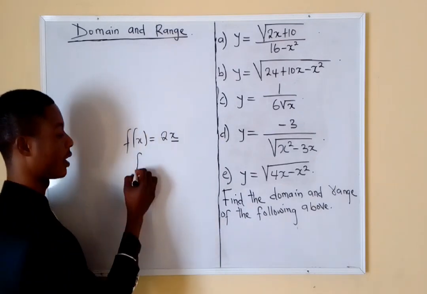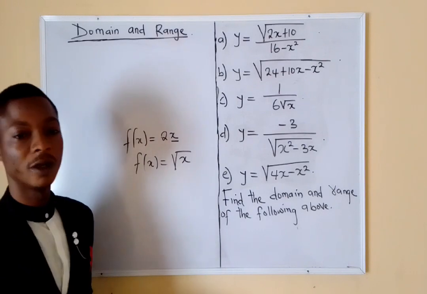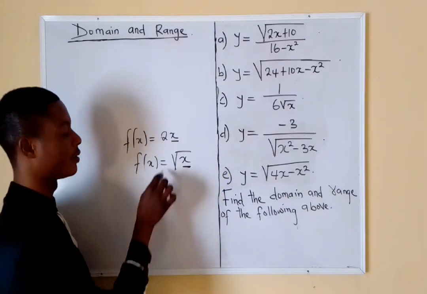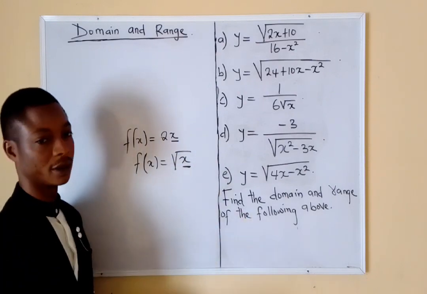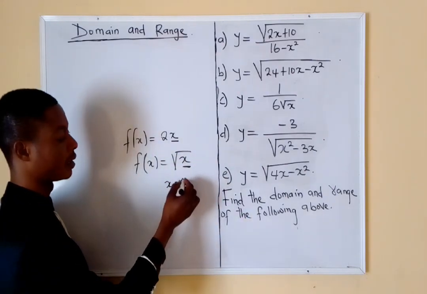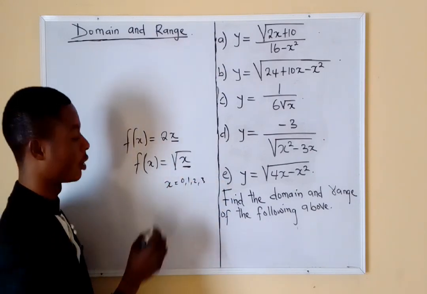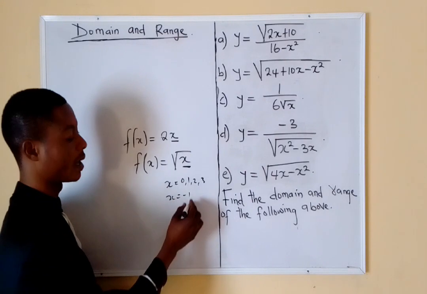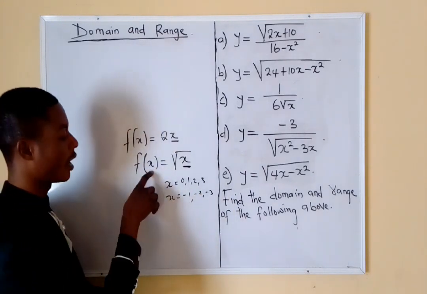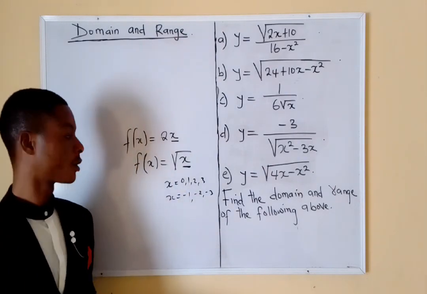And if you have a function like f of x equals the square root of x, the numbers you put in for x that make the function have real values is what we call the domain. So, for example, if you put values of x as 0, 1, 2, 3, 4, the function will have real values. But if you put the values of x to be, let's say, -1, -2, -3, it means f of x will not have a real value. It will have an imaginary value.